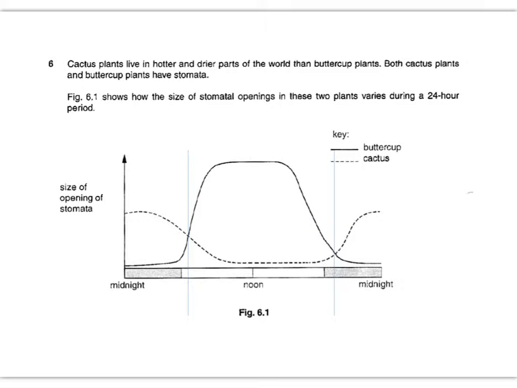Okay, question 6. Question 6 compares 2 kinds of plants, the cactus versus the buttercup, and it told you that one is in hotter or drier parts, the other one may be in the tropics. Both cactus and buttercup have stomata. This is a graph measuring the size, how big it is, versus the time of the day. It's drawn 2 lines here for you.